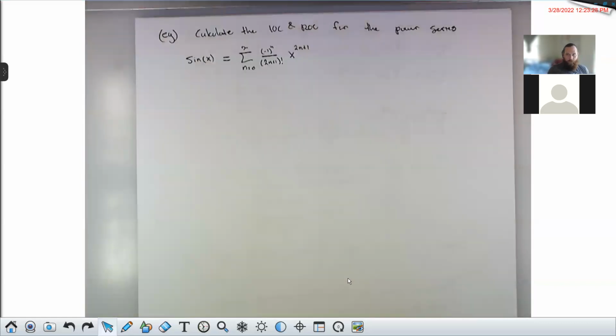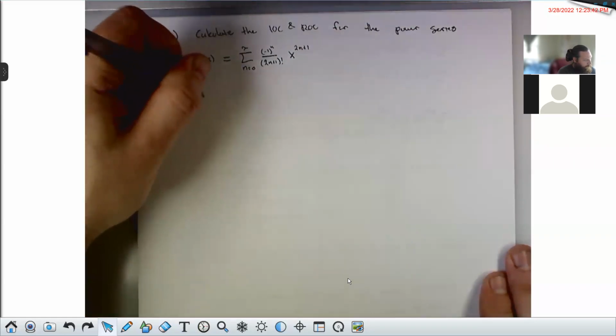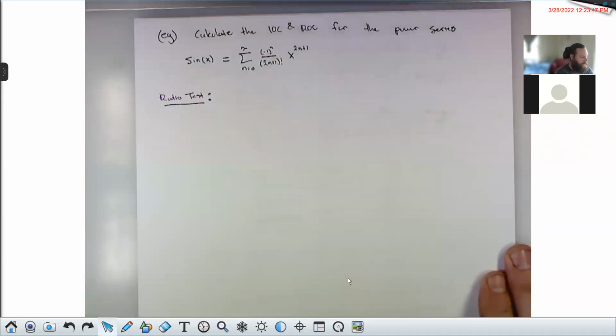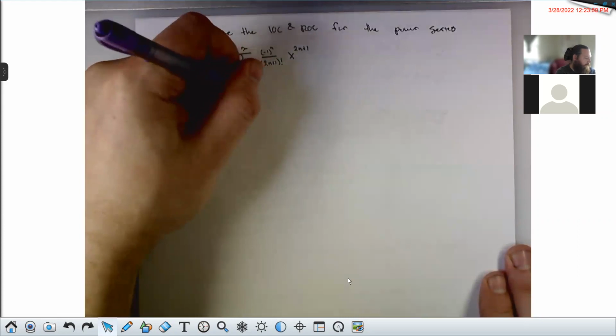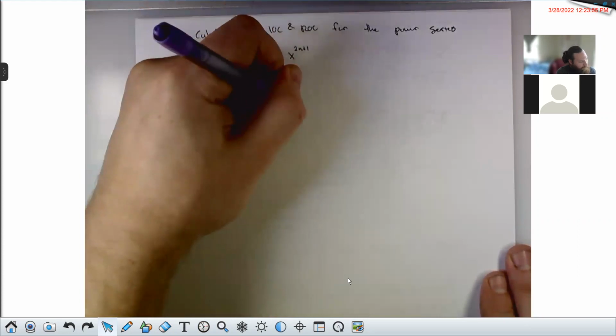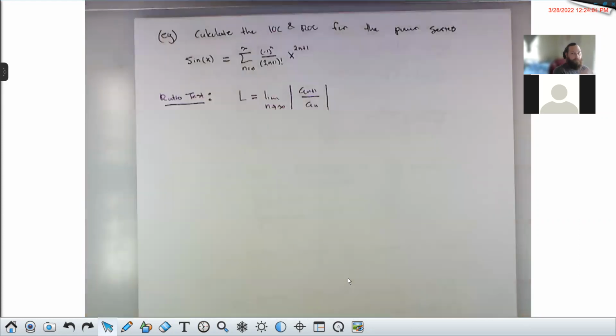So I claimed earlier that this should be all real numbers. I just want to make sure that we remember how to find intervals and radii of convergence. The trick, as for pretty much all power series, is to use the ratio test, wherein we calculate L, the limit as n goes to infinity of the absolute value of a_(n+1) over a_n. And your a_n is the stuff in here, right? The whole thing in here.